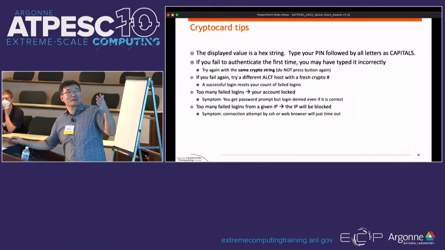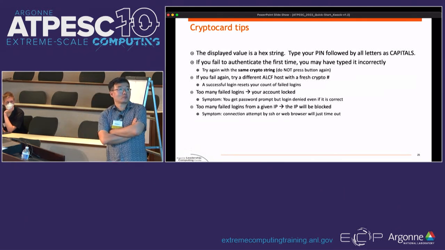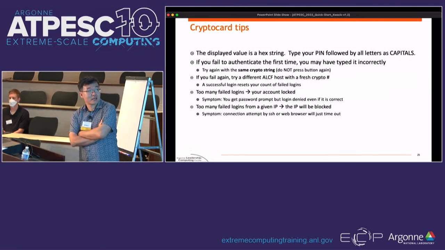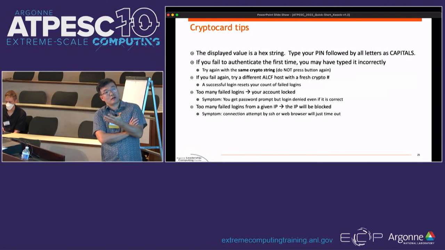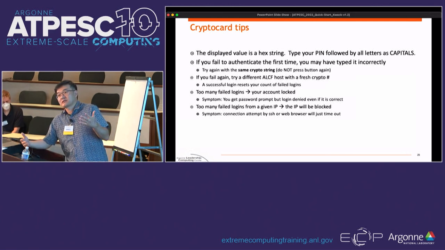Another thing is you need to use a crypto card or some mobile app. I use a crypto card, but probably the procedures are the same. If you use a crypto card, it has a display value, which is a hex string. Once your login requests your PIN, you type your PIN followed by your hex string. Sometimes it fails because you typed it wrong or something happened. In that case, you can just try again with the same crypto string, since maybe you just typed it wrong. But don't try too much.